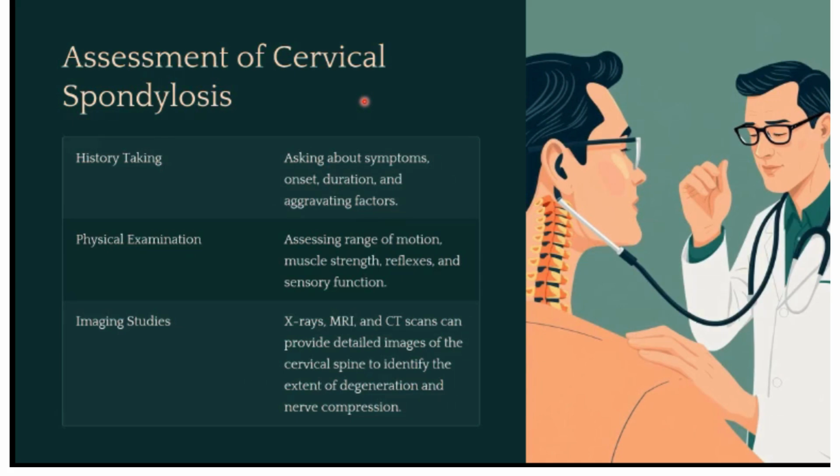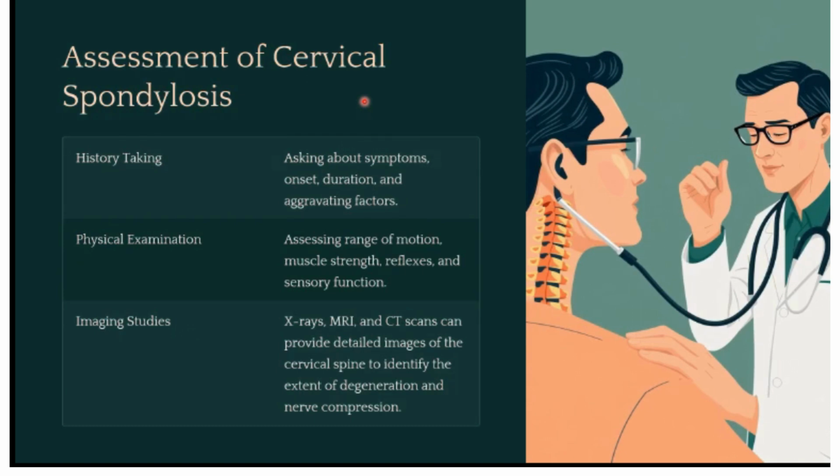In the distraction test, the patient will be sitting on the examination table. You will be standing perpendicular to the patient. One hand of yours will be beneath the chin of the patient and the other beneath the occiput. You have to lift the head up in order to distract it from the neck, and if the patient says that his or her symptoms are relieved, that means this distraction test is positive.